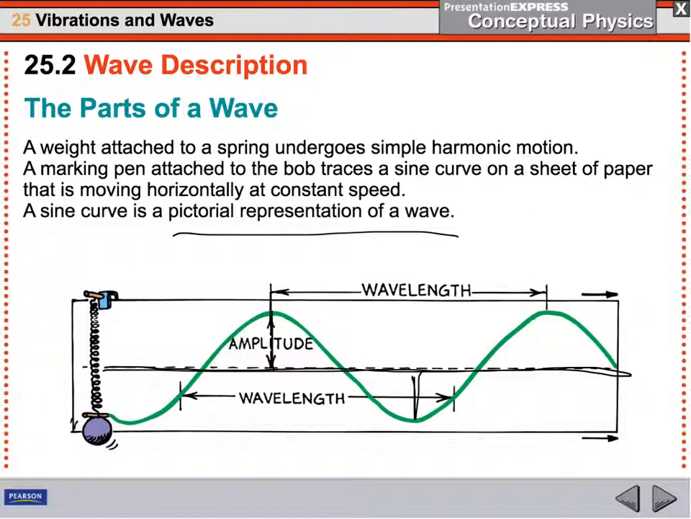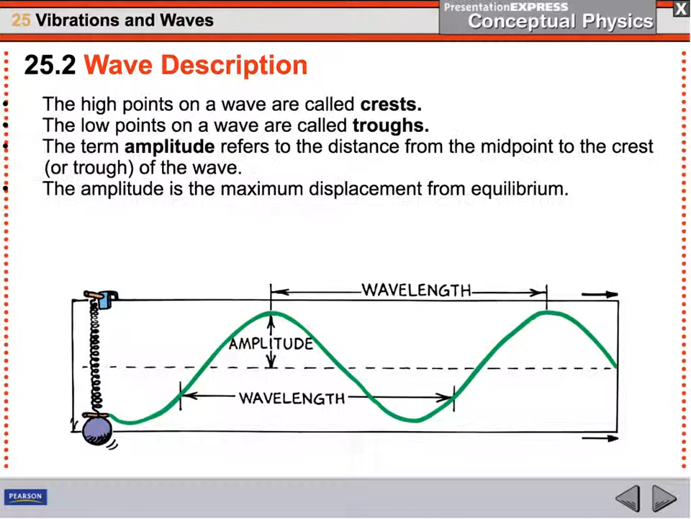The wavelength, you can look at crest to crest, that would be considered a wavelength, or you could go from trough to trough, or any two identical places on the wave would be considered a wavelength. The high points on a wave are called crests. So up here, this would be a crest and this would be a crest. The low points on the wave would be called troughs, so we would have a trough right here. The term amplitude refers to the distance from the midpoint, right here. The amplitude is the maximum displacement from the equilibrium.